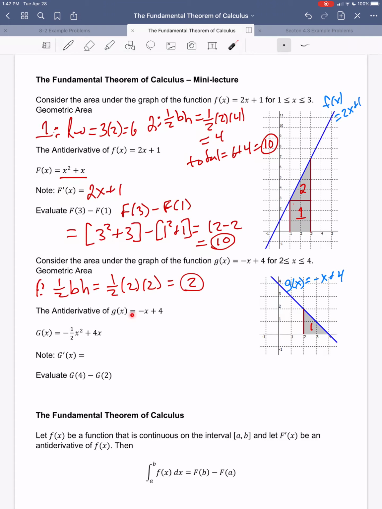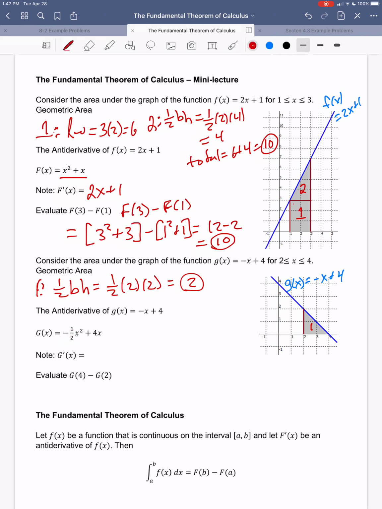What about the antiderivative of this function? Well, to get a derivative that's equal to x, I'm going to have to start with x squared. But if I would bring that 2 down in front, I would need 2 times something to be this negative 1. So that's why I've got a negative 1/2 here.